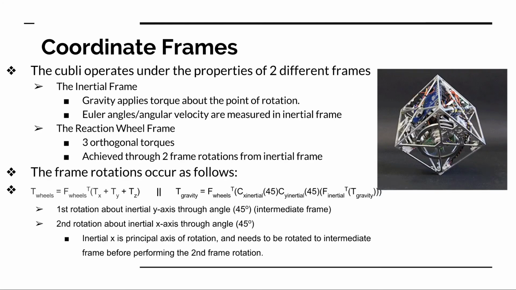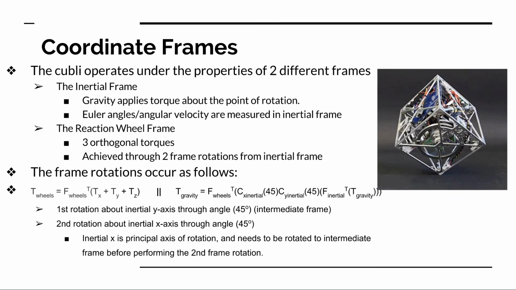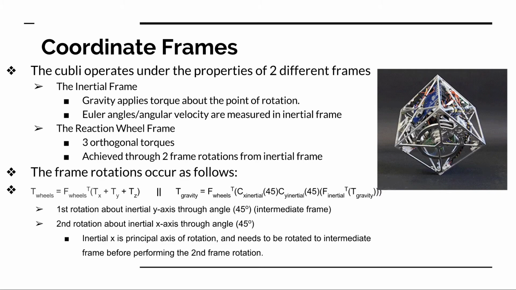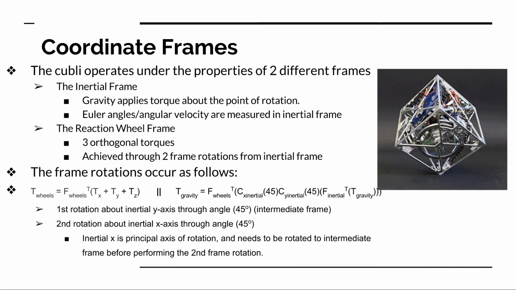The Cubli performs calculations with respect to two coordinate frames, an inertial frame and the wheel frame. Gravity torques the Cubli about the point of rotation, so this torque, as well as the Euler angles and Cubli angular velocity, are all measured with respect to an inertial frame. The reaction wheel frame is related to the inertial frame via two frame rotations.